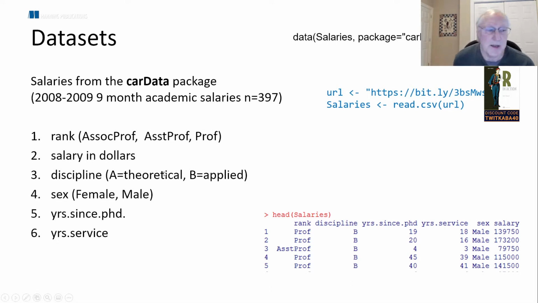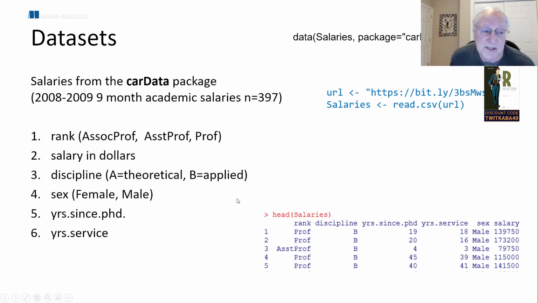Their salary in dollars, whether they're a theoretical or applied discipline. We might think that people in an applied discipline are going to make more money than people in a theoretical discipline, or not, we'll see. Whether they're male or female, which is really the focus of gathering this data. This is also on GitHub, yes. And this URL actually points to that GitHub repository. I just thought I'd make it easy for you.